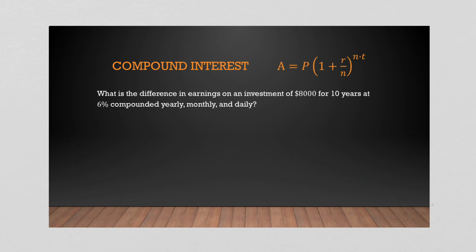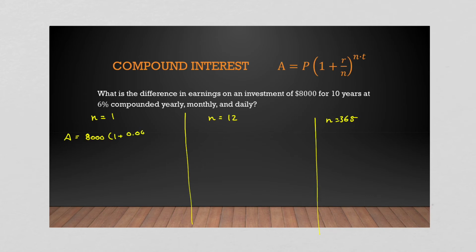So here's one where we're going to have 3 different scenarios. The equation more or less holds up the same, except what changes is our n value. Because in the first one, n is compounded yearly, in the second one, n is compounded monthly, and in the third one, n is compounded daily. So our equation will line up the same. A equals $8,000 investment times 1 plus, now in this case, R is going to be 6% in all cases, but here I'm dividing by 1, and I have 1 times 10 years, so just 10.